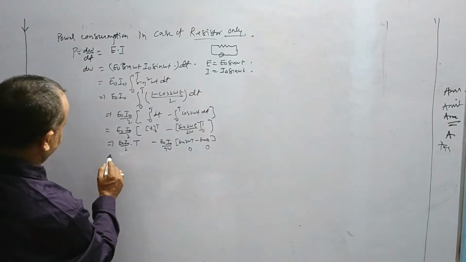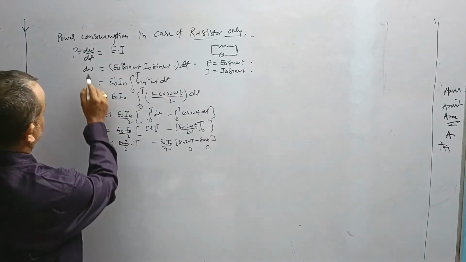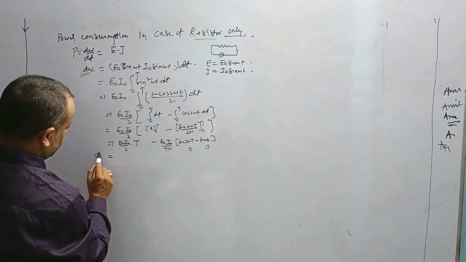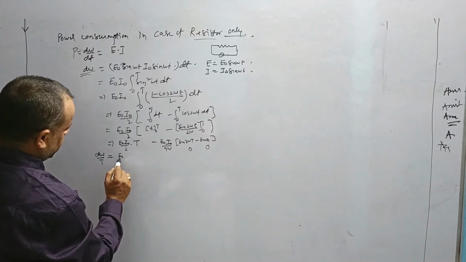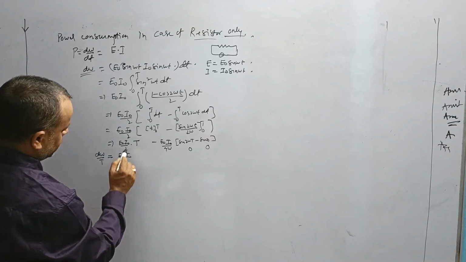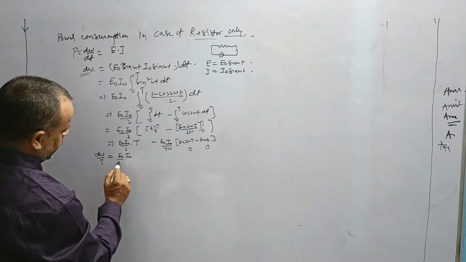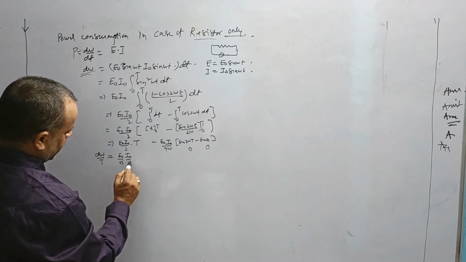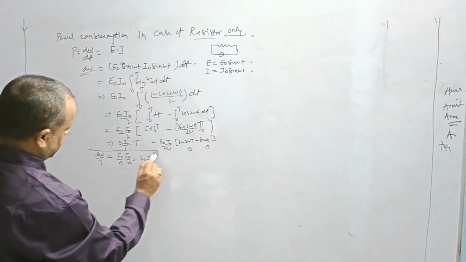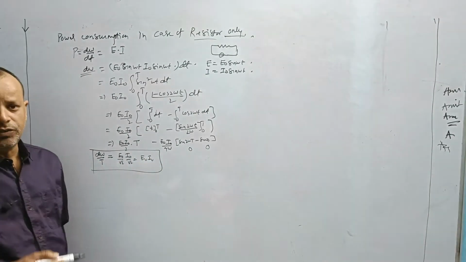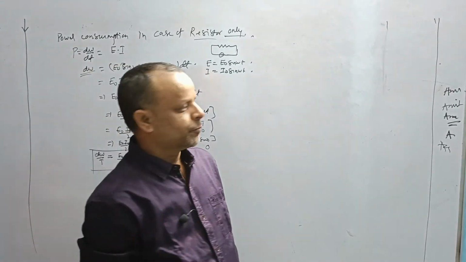So what will we get? We have to calculate the power. Basically this is work, and this is upon our time. This becomes E naught I naught upon 2, and we will write 2 in terms of root 2. So then it becomes E_rms into I_rms. That's it. This is the power consumption in the case of resistance only.